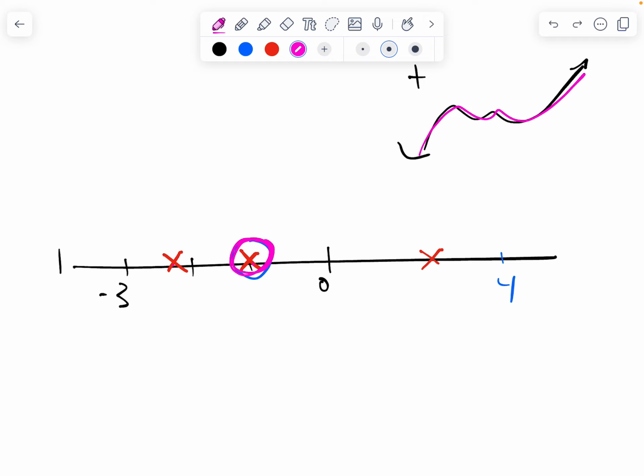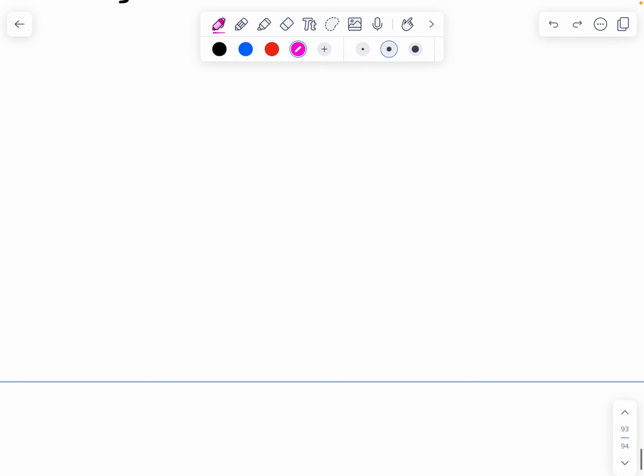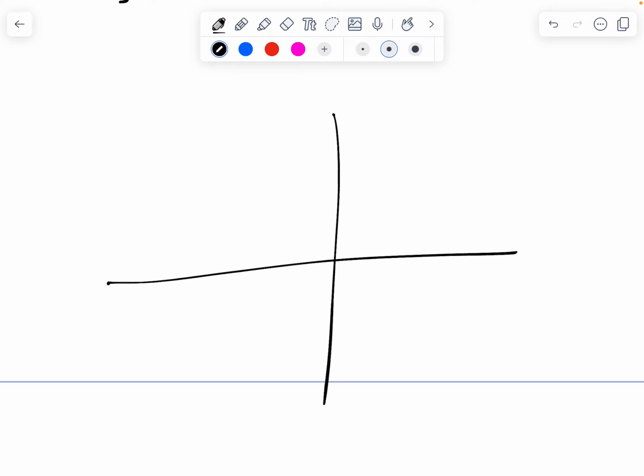Okay, let's go and do another one. Here, we have to talk about quadrants. It says the solution starts in quadrant 2, ends in quadrant 4. What are the quadrants? Well, the quadrants start here. That's 1. This is 2. This is 3. And this is 4. So there are our 4 quadrants.